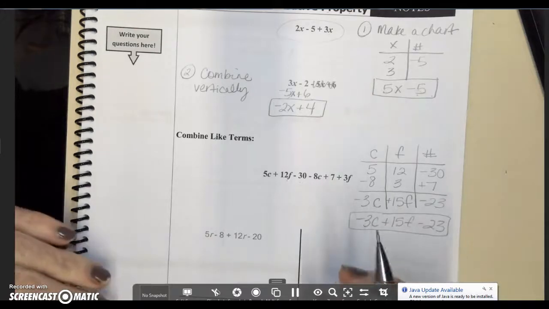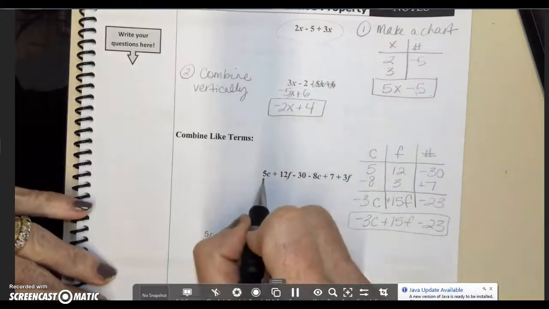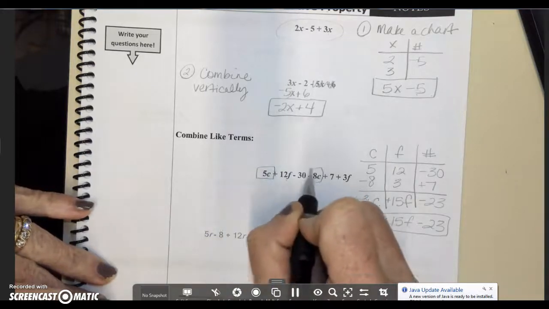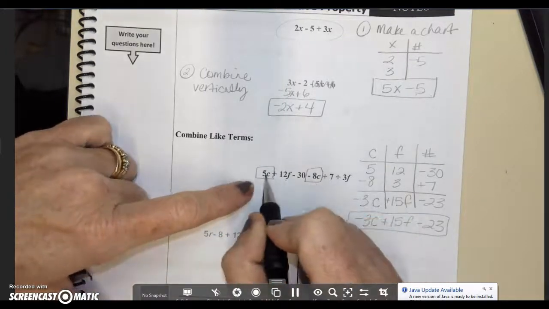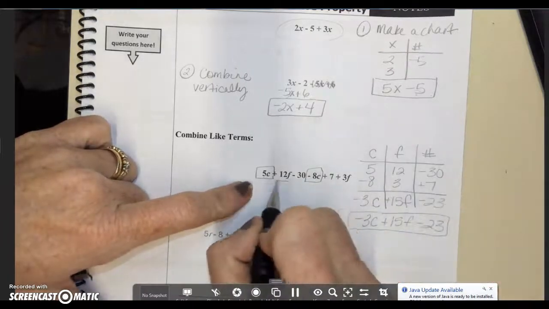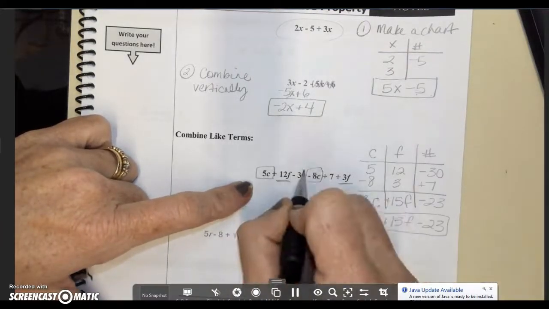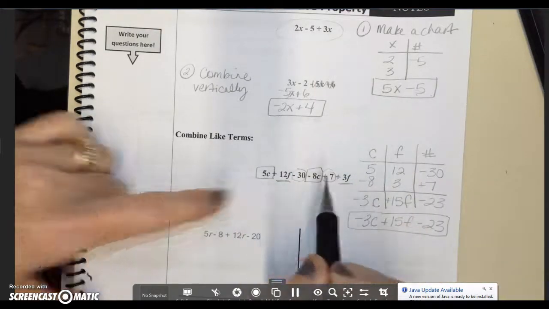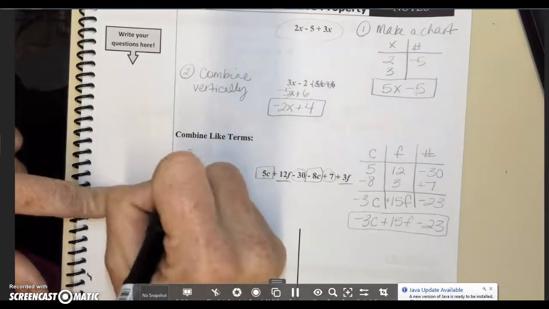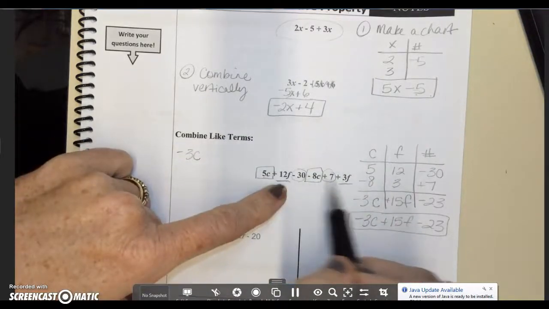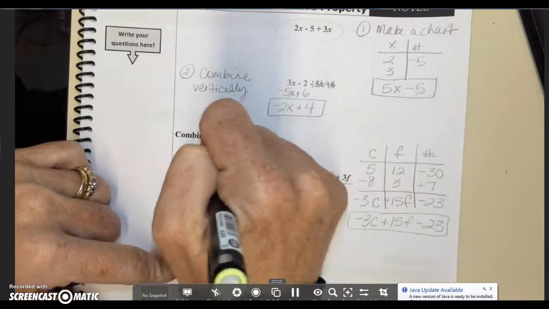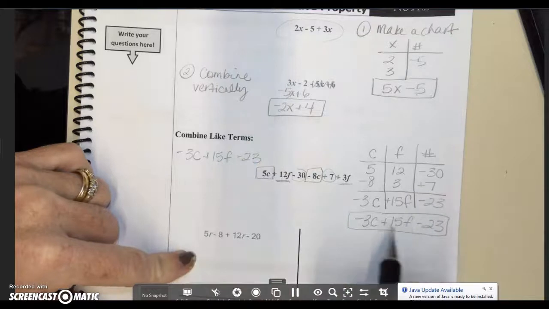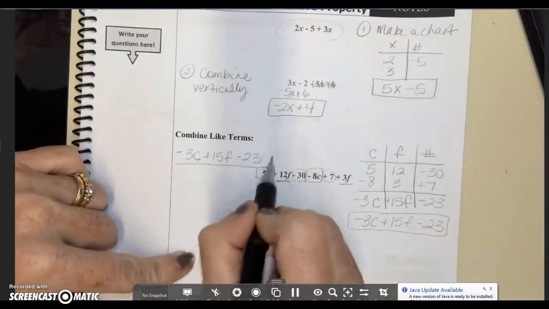Okay? Another way you can do that, which I've seen works fairly well for some people, is to put a box around the c's. Make sure that you include the sign. You can underline the f's, and then put a circle around the numbers. Then everything that's in a square you're going to put together. 5c minus 8c is negative 3c. 12f plus 3f would be 15f. And negative 30 plus 7 would be negative 23. You're going to get the same answer that you did over here.